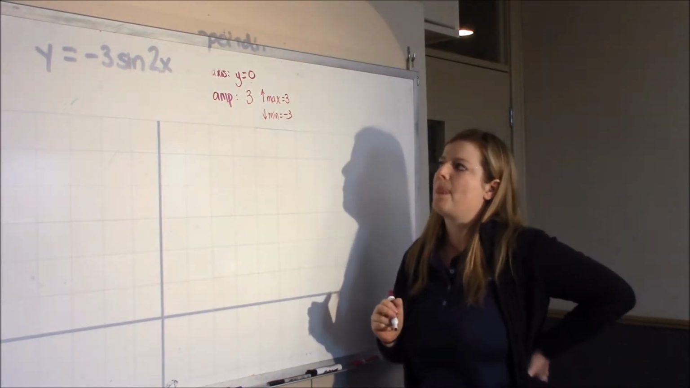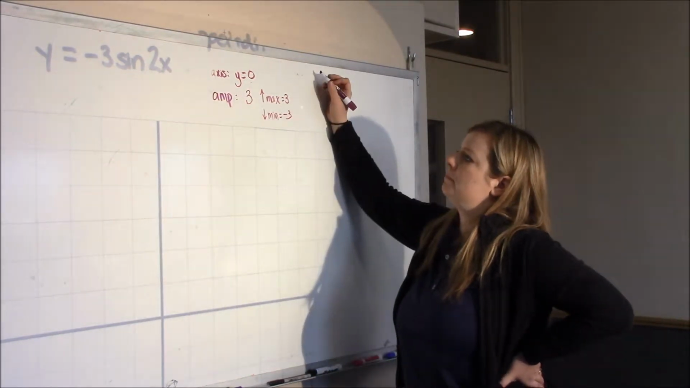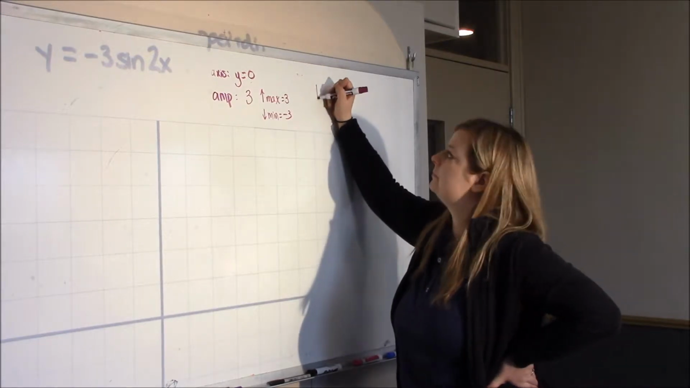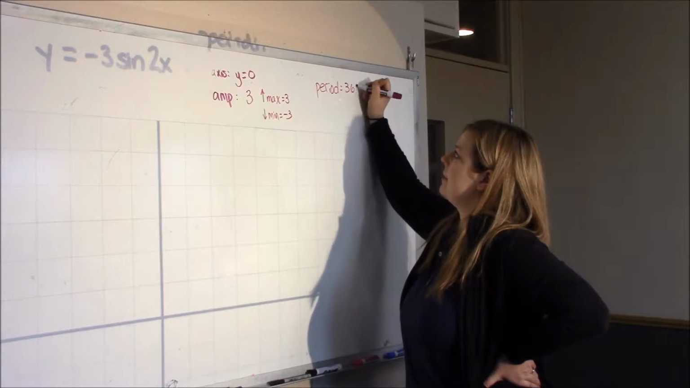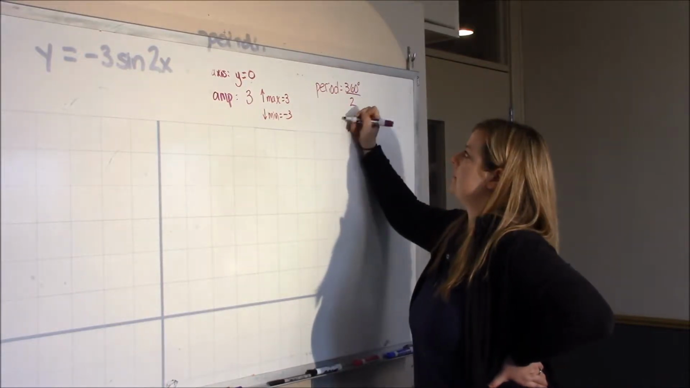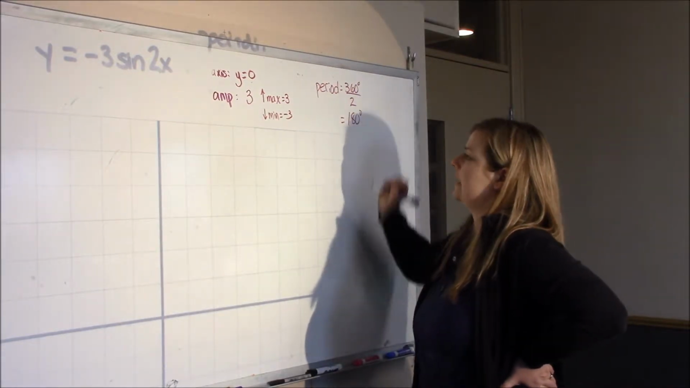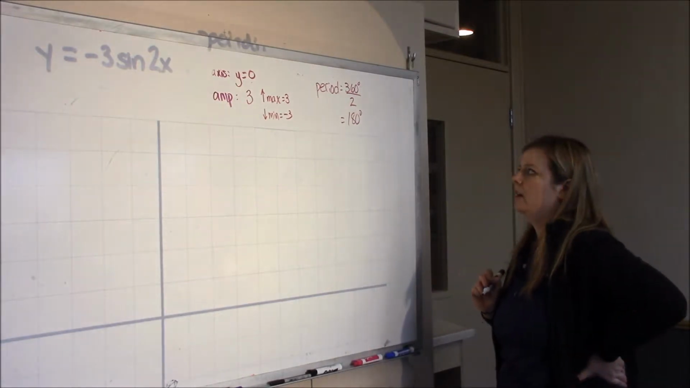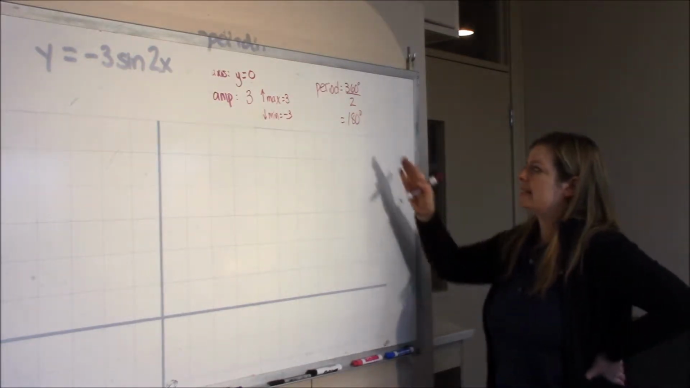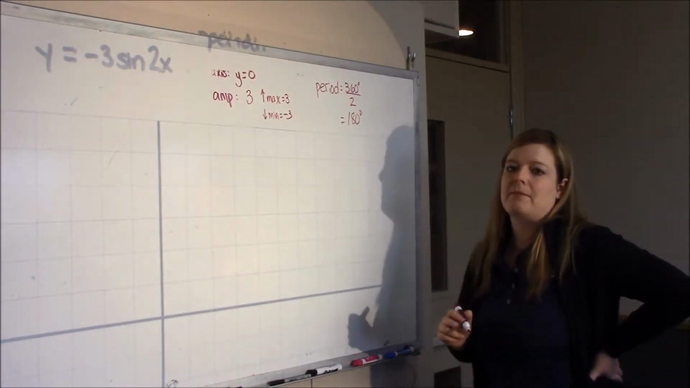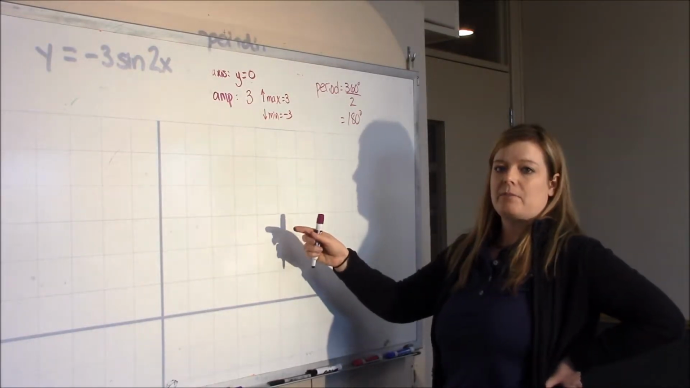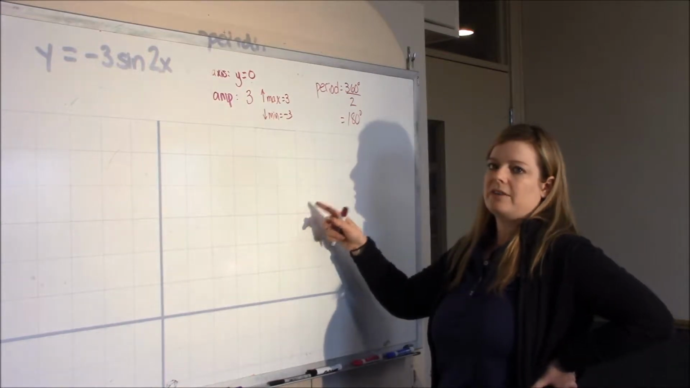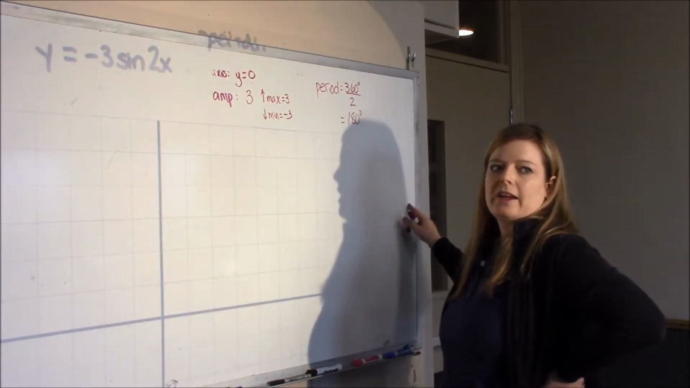Because you're going up 3 from 0 to get to your max and down 3 from 0 to get to your min. The period is 360 divided by k, so that is 360 divided by 2. So a period here is only 180 degrees. All right, so 180 divided by 4 is 45, so my points will be 45 degrees apart. So 0, 45, 90, 135, 180.